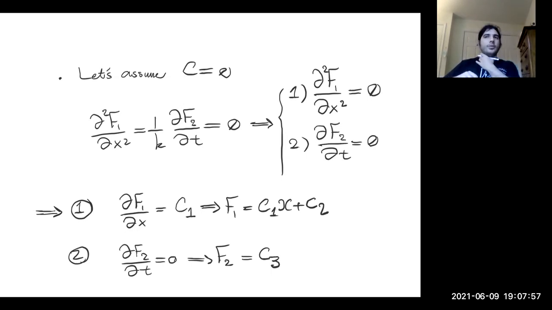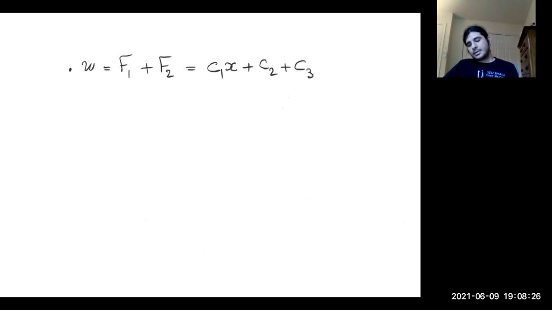Now the function w was the sum of f1 and f2, right? So if we add these two, we would get to the function w. That's what we are going to do. So since w was f1 plus f2, now it would be c1x plus c2 plus the other constant c3. But let's just give this constant a name, d. So w would be c1x plus d.